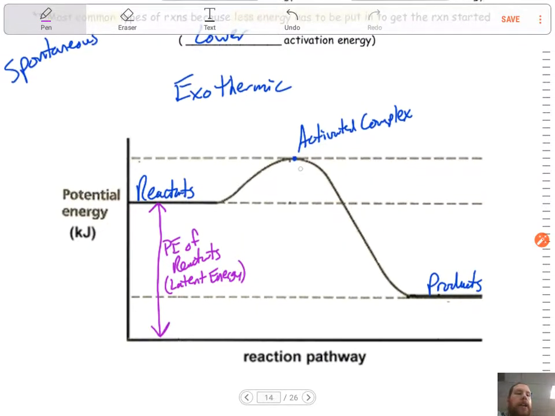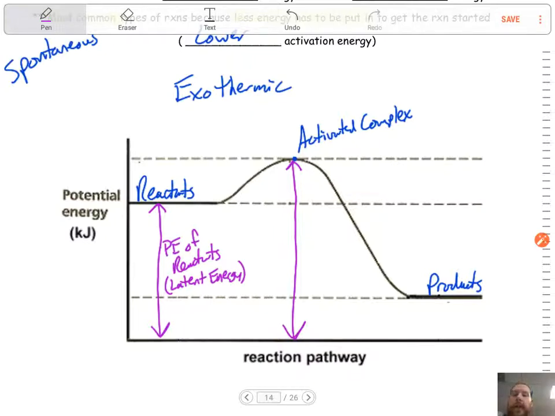So if I take a look here at this part, okay? This is going to be my potential or latent energy of my activated complex. So don't make it more complicated than it needs to be. Just remember that anything that I'm writing in purple is your potential energy. Okay, anything below the graph represents potential energy.